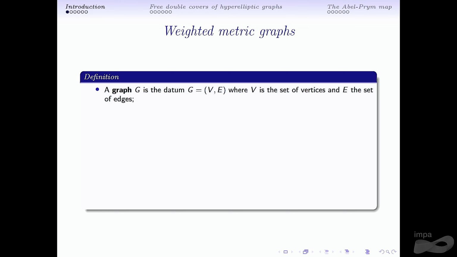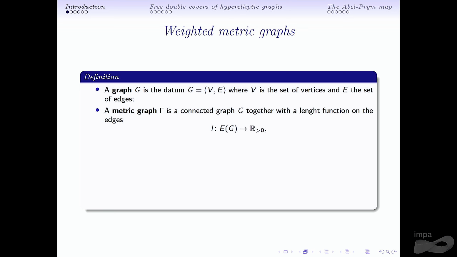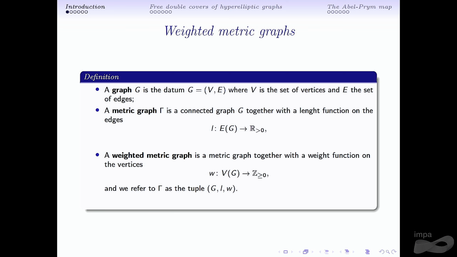So let's start with the graph. We will always consider V the set of vertices and E the set of edges. A metric graph will be a graph with a length function on the edges. I will also consider a weighted metric graph, so there is a weight function on the vertices. And gamma will be the tuple (G, l, w). The genus will be the first Betti number plus the sum of the weights on the vertices.